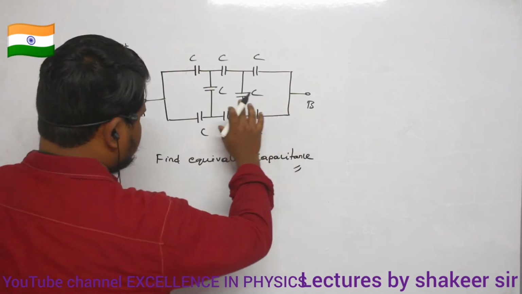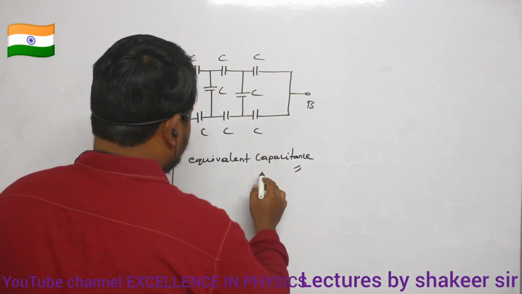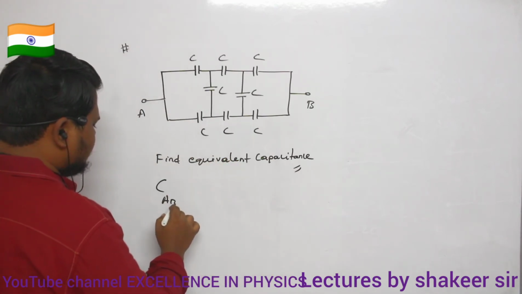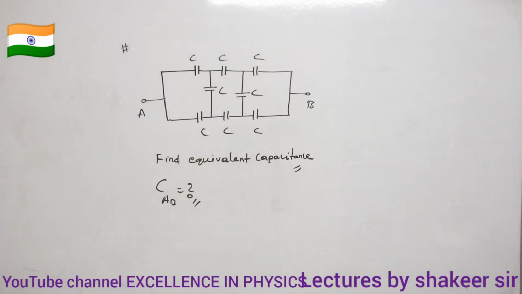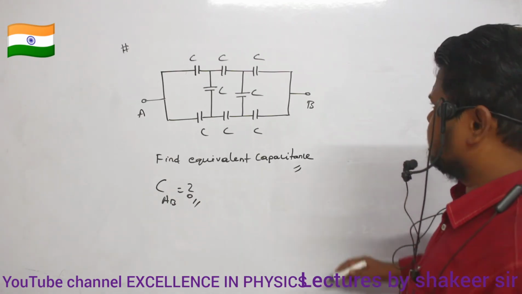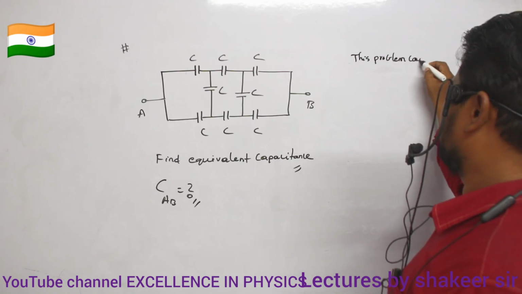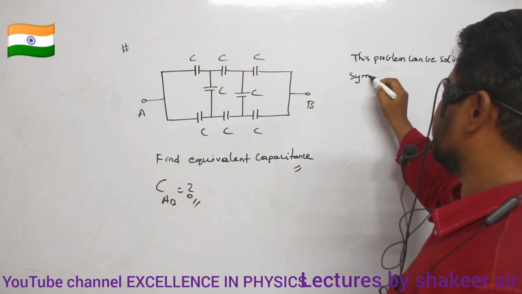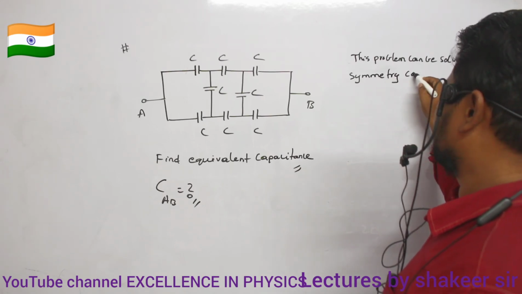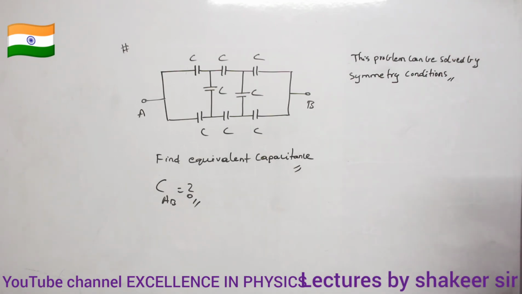So this is point A and this is point B. These are the different capacitors which are connected. Then how can I calculate the equivalent capacitance between A and B? So I am supposed to calculate CAB. Any idea? See, this problem can be solved by symmetry conditions. This problem can be solved by symmetry conditions.